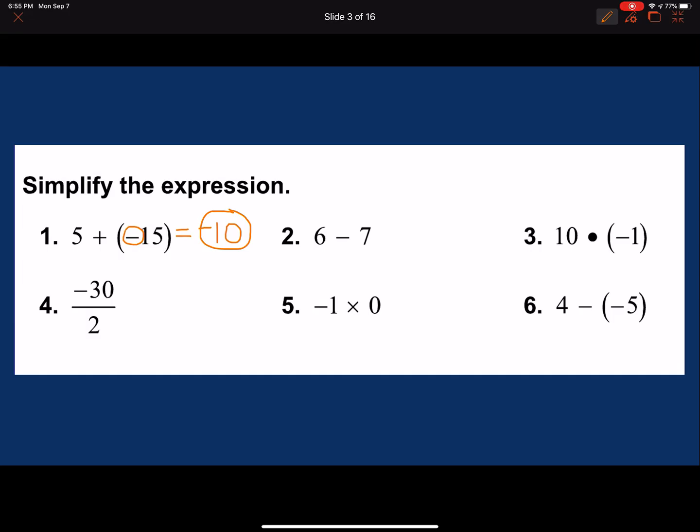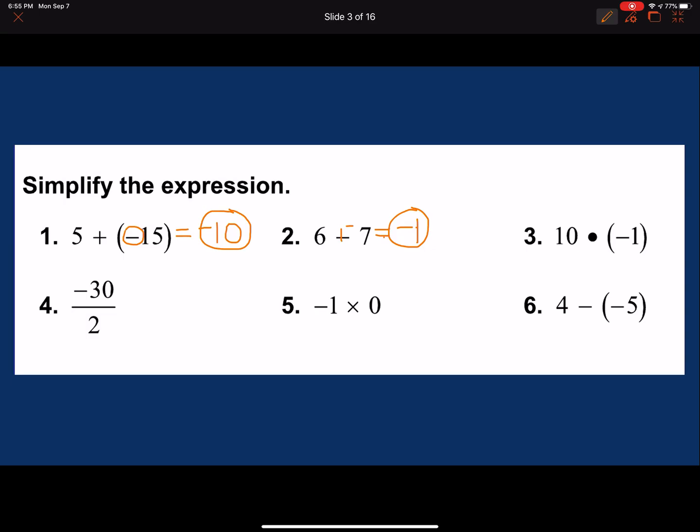Number 2 has 6 subtract 7. Again, you can put that directly into your calculator. Or you can recall your integer rules with subtraction. You really don't subtract, you add the opposite. And then you go back to that rule that we looked at on number 1. Take the sign of the greater numerical value and find the difference, giving us negative 1.